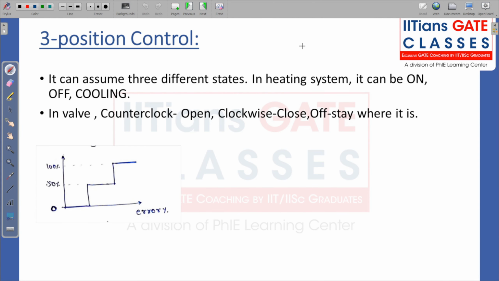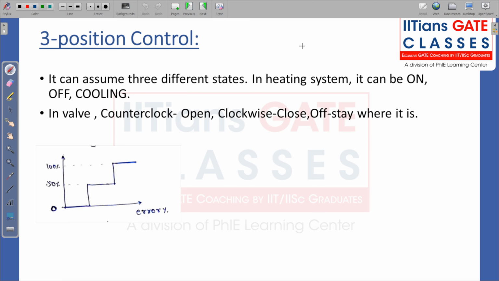So next we have 3-position control. What is this 3-position control? Let us see. In 3-position control, basically, it is an extension of 2-position control. In a heating system, either your coil can be on, it can be off, or it can be cooling. Like in your car heater and car air conditioner, there are 3 processes going on.